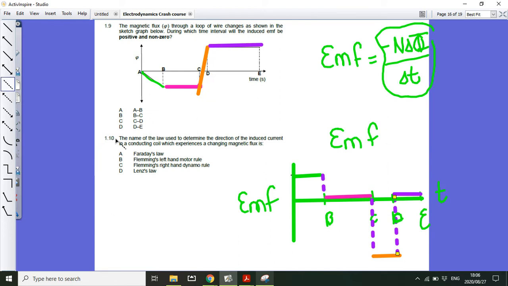2 marks each. Then for 1.10, the name of the law used to determine the direction of the induced current in a conducting coil which experiences a changing magnetic flux. So the direction of the induced current, remember there's only 2 laws that are real laws, so please don't say left-hand rule or right-hand rule. It's only Faraday's law of electromagnetic induction or Lenz's law. The hand rules are not laws. So it would be Lenz's law. Lenz's law determined the direction. Lenz's law is responsible for that little negative there.